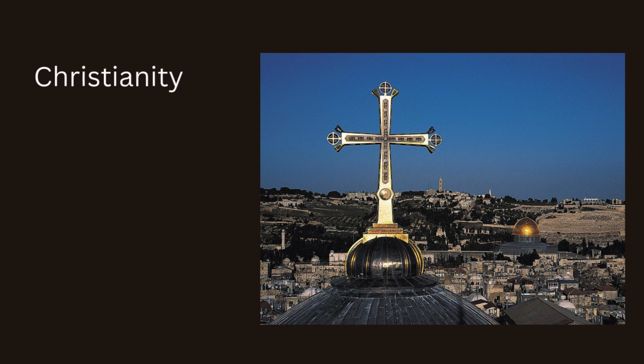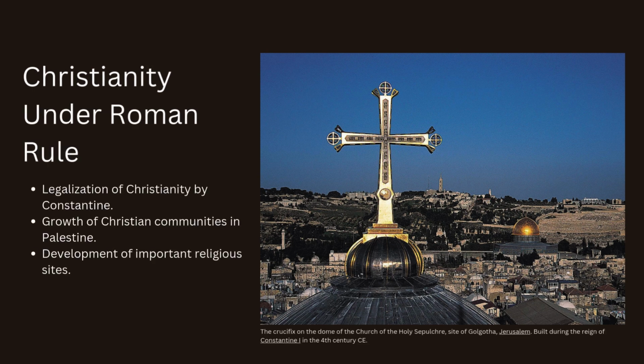Now, let's see Christianity under Roman rule. Early Christians, like the Jews, faced periods of persecution under Roman rule. The Roman authorities, particularly emperors such as Nero, viewed Christianity as a threat to Roman religious traditions and social order. However, despite these persecutions, Christianity continued to spread across the empire, including within Palestine.